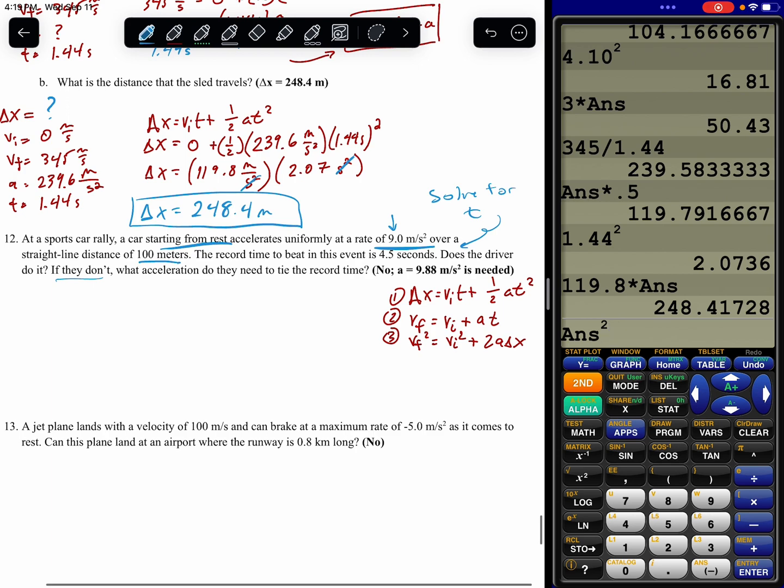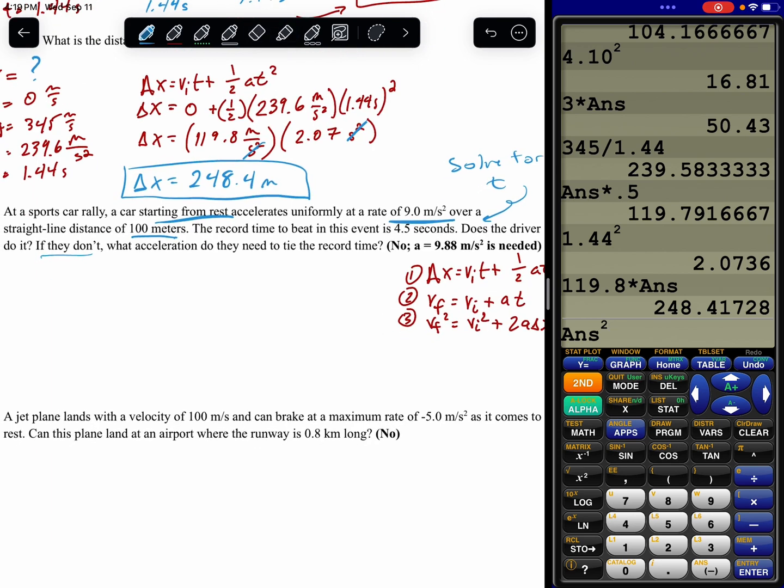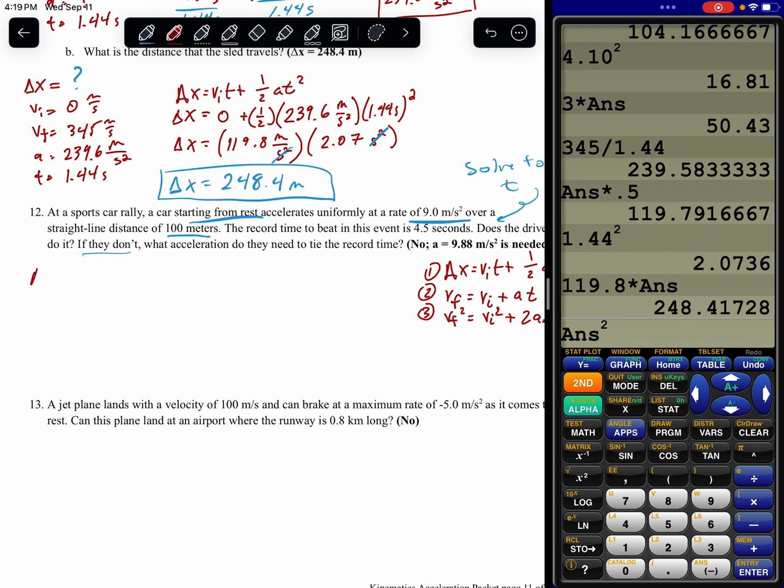So let's first solve for time. Let's see if they beat the record. Let's list out our variables. Delta x, v initial, v final, a, t.